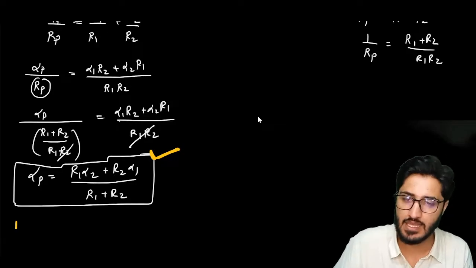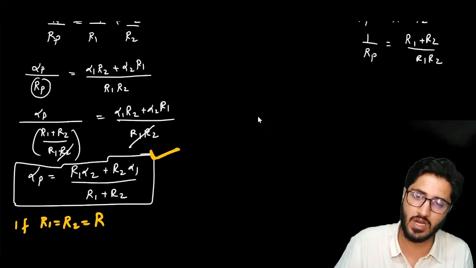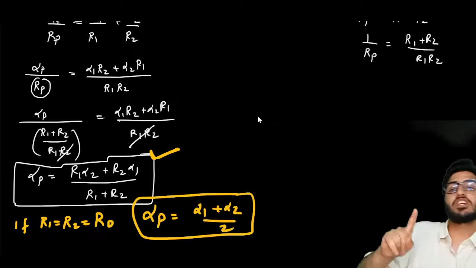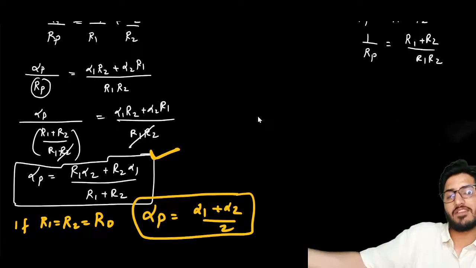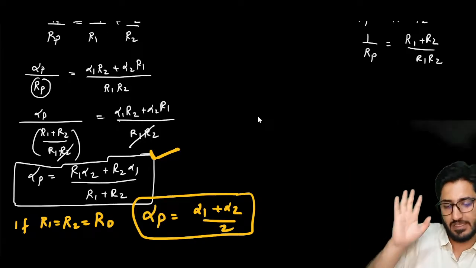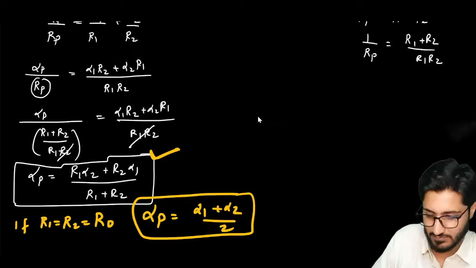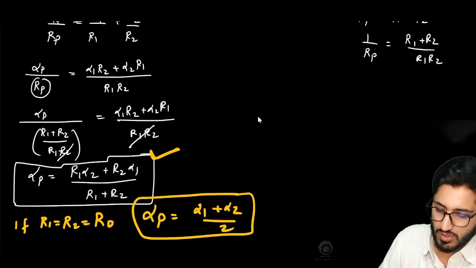Same case, if R1 equals R2 equals R0, you will be surprised that alpha P would be how much? Alpha 1 plus alpha 2 divided by 2. The resistances are the same. So in series combination my alpha, and in parallel combination my alpha, both are the same. Both will be the same, right?